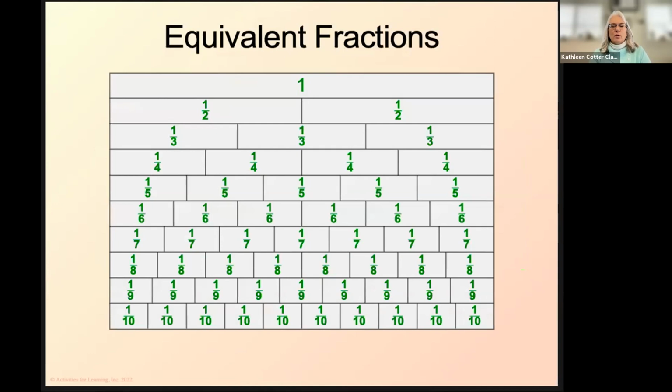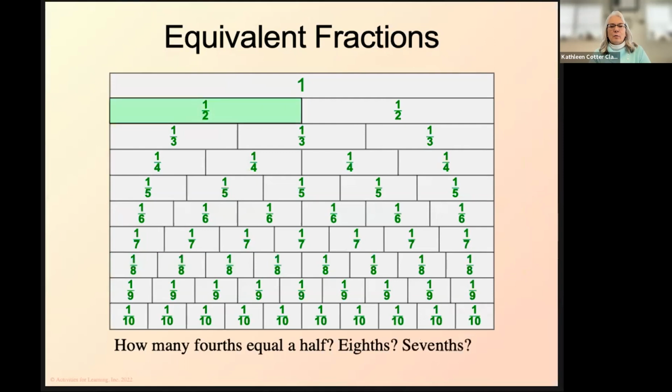So what's the same? So how many fourths equal a half? So here's a half. How many fourths equal a half? Well, it'd be 2/4. How many eighths equal a half? Here's my half. How many eighths? There'd be 4 of them. How many sevenths? Here's my half. And, well, it's obviously 3.5. Now, we normally don't say 3.5 sevenths, but that's obviously the answer.